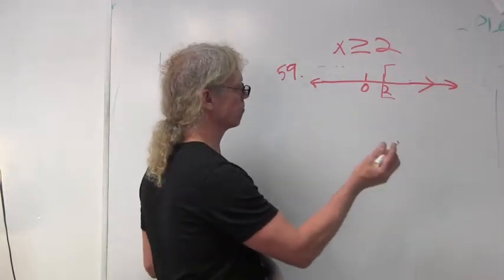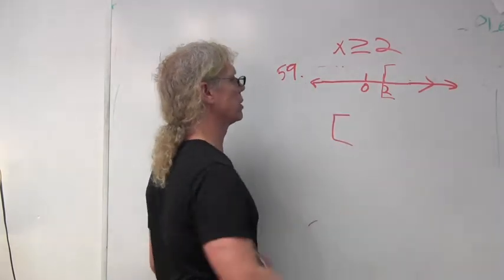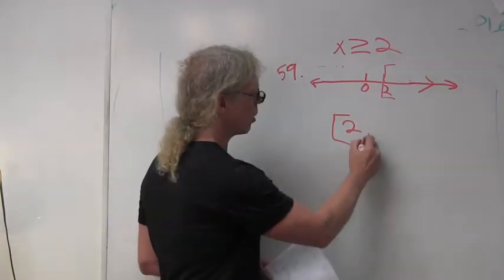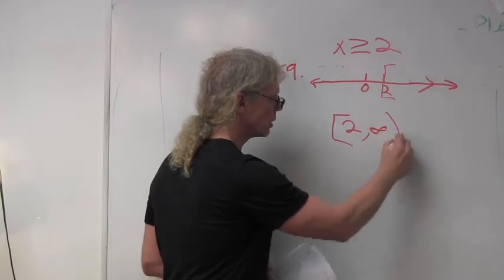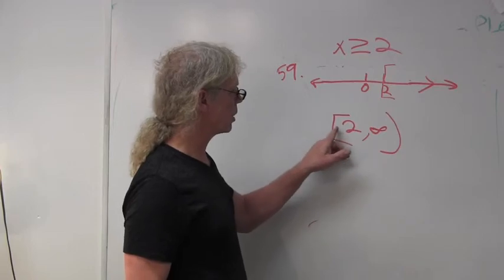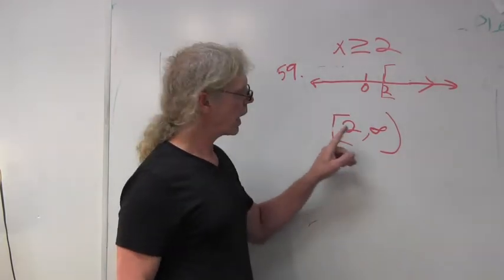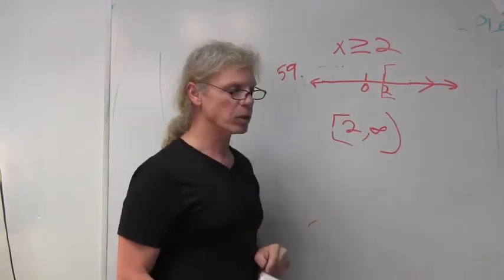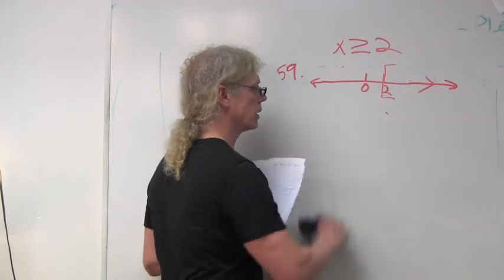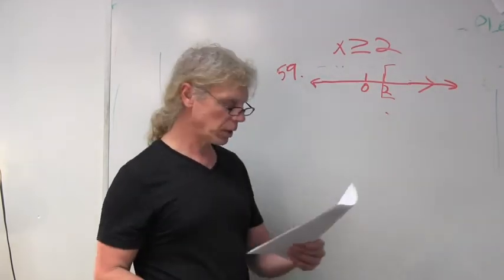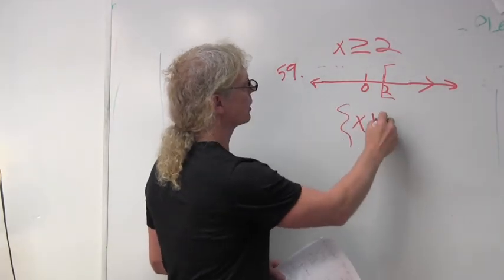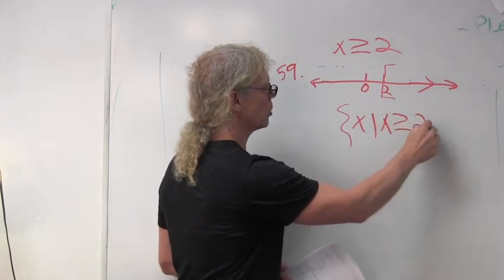Interval notation, okay, we have that bracket because there's an equal to, 2, comma, infinity, parenthesis. That is a way of saying that any number, including 2 and greater than 2, could be used to replace x. It's a different language, a way to communicate. And then, of course, last but not least, our set notation, curly bracket, x such that x is greater than or equal to 2, close.